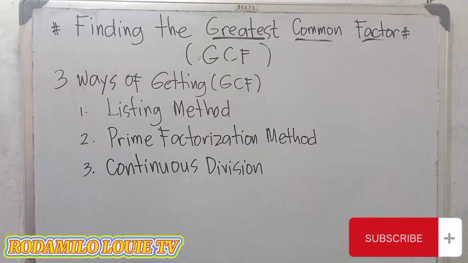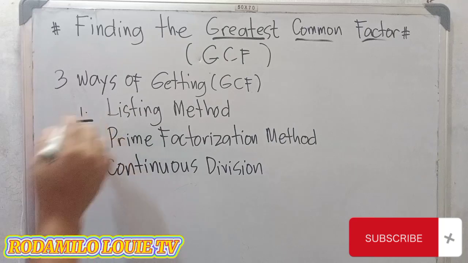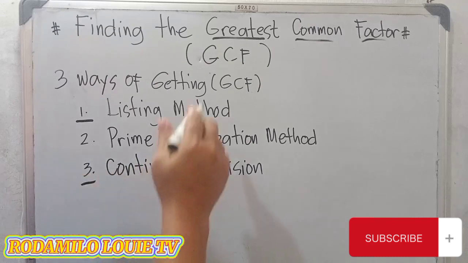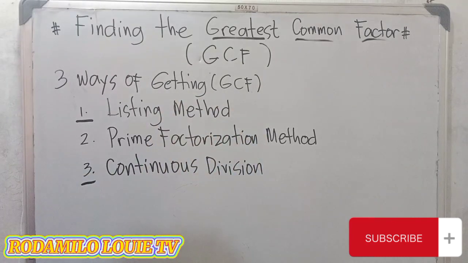So una is kining listing method. Ikaduha is prime factorization method. And number 3 is the continuous division. So kining tulo nga nasigutan nga mga method o mga paagi sa pagkuha sa GCF atong i-try karon. So atong i-try kada isa nila on how to get the GCF.